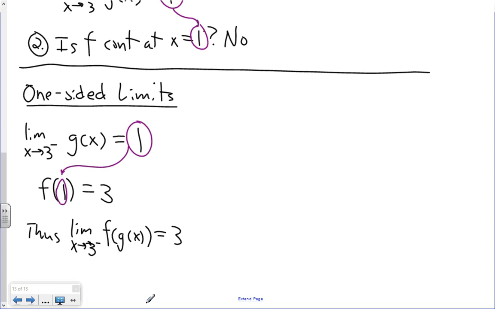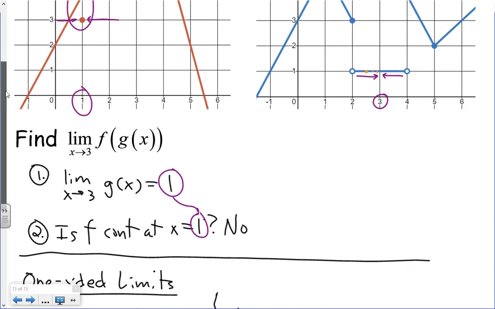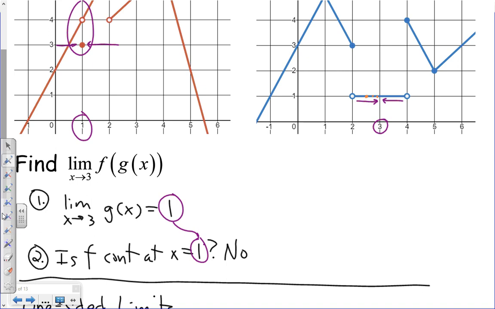All right, that's only half the story. I still got to consider what's happening on the other side of 3. So let's take the limit as x goes to 3 from the right side of the inside function again. Again, let's go back to our graph. Again, you'll notice your graph is a horizontal line. It's a constant function there.